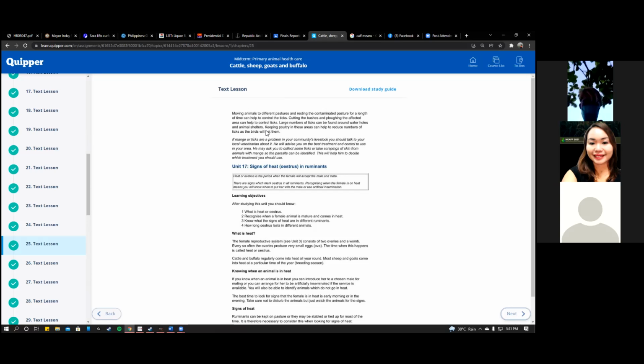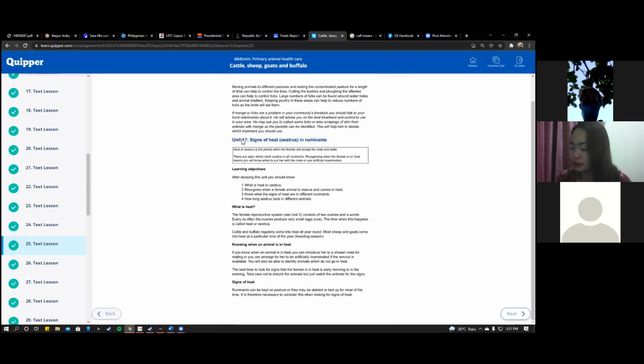So next, Unit 17, which is the signs of heat, or oestrus, in ruminants. Heat or oestrus is the period when the female will accept the male and mate. There are signs which mark oestrus in all ruminants. Recognizing when a female is on heat means you will know when to put her with a male or use artificial insemination, or AI. So the learning objectives after studying this unit: you should know what heat or oestrus is.